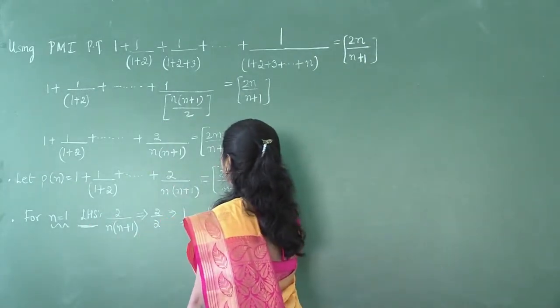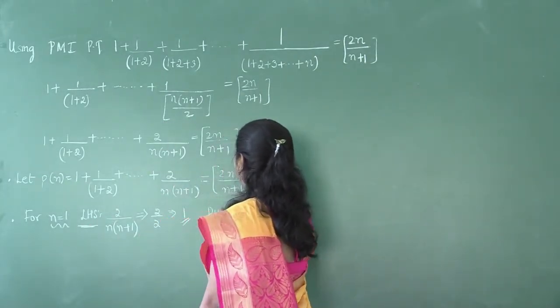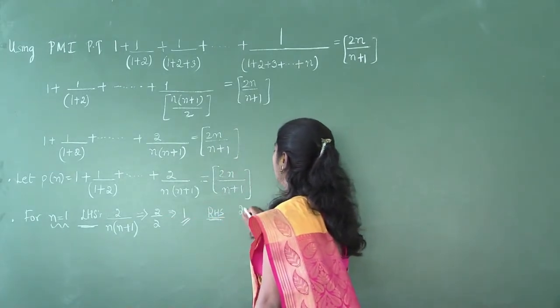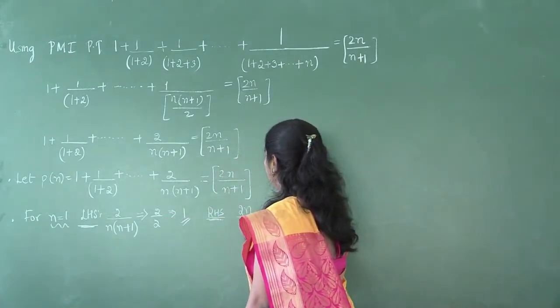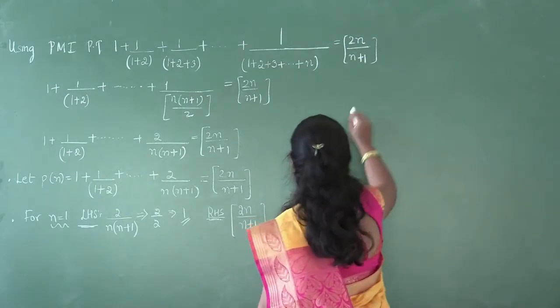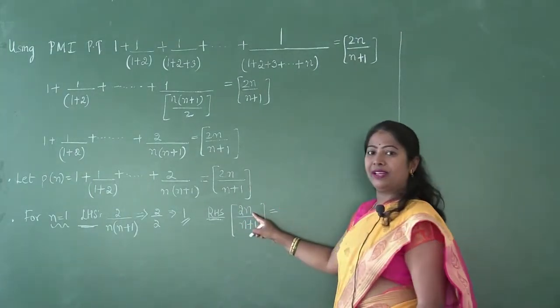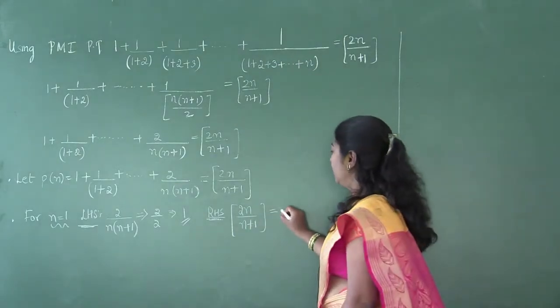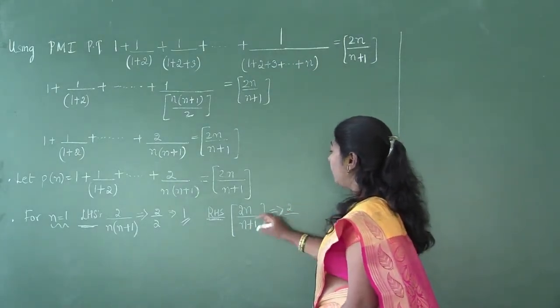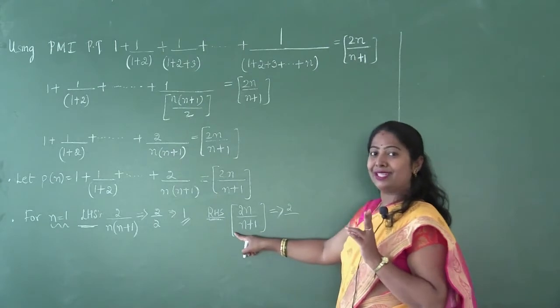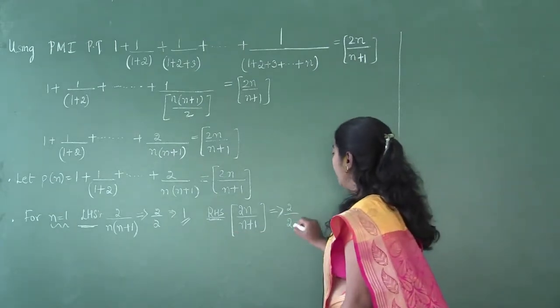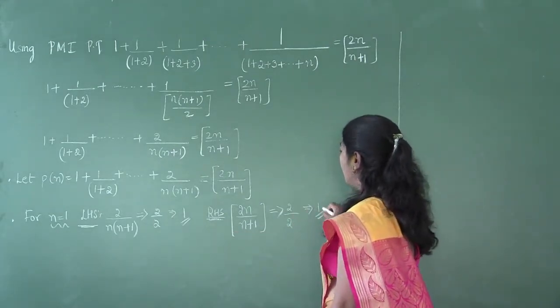Moving on to RHS. What is the RHS result? 2n divided by n plus 1. n takes the value what? 1. So in place of n, what do I write? 1. 2 ones are 2. Denominator also will sum up to 2 itself, because n takes the value 1. 2 by 2, which is equal to 1.